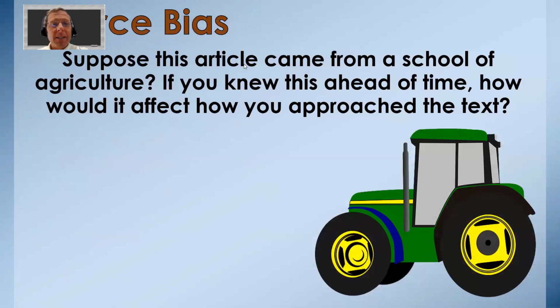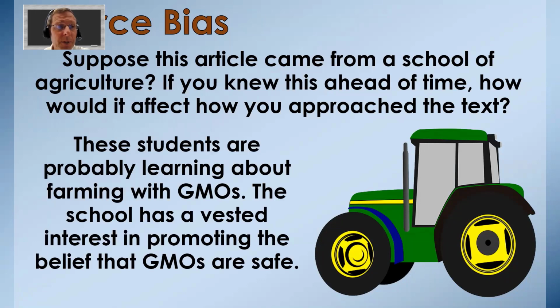Okay, so imagine this came from a school of agriculture. If you knew that ahead of time, how would that impact how you approach the text? Well, for me, I would think those students are learning about how to farm with GMOs. So I think that that author has probably got a vested interest in ensuring that GMOs are perceived as safe and healthy. So that would impact how I approach that text in terms of what I expect that author's stance to be.